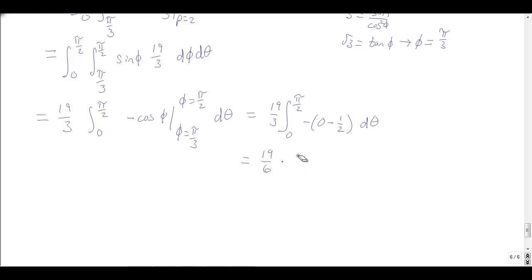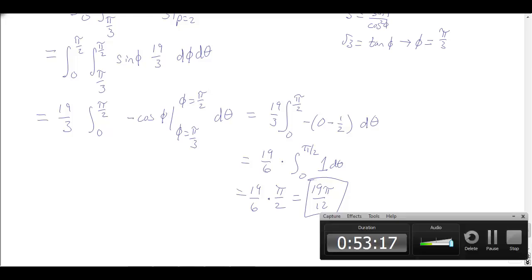Let's just write it out: 19/6 integral from 0 to pi over 2 of 1 d theta. That's 19/6 times the length of this interval, pi over 2, and my answer is 19 pi over 12. So you can calculate this through, and that really ends our video.